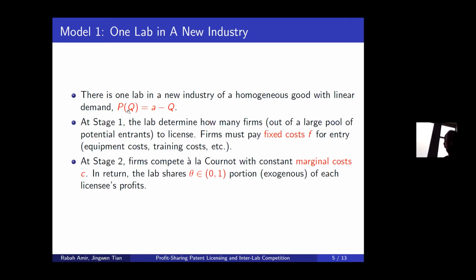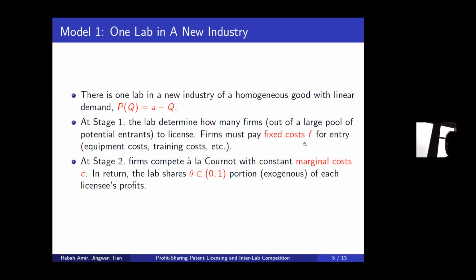So here's the setting, usual linear inverse demand. Here's stage one. If we have one lab, then the lab determines how many firms to license to. If there are two labs, then each one determines how many firms to license to. For each firm that is chosen as a licensee, there's a fixed cost for that firm to actually enter and operate in the industry. You can think of the fixed cost as being to purchase equipment, or to cover training costs.